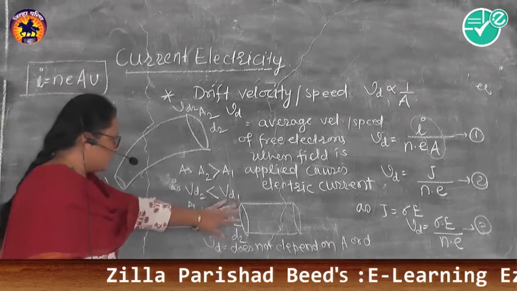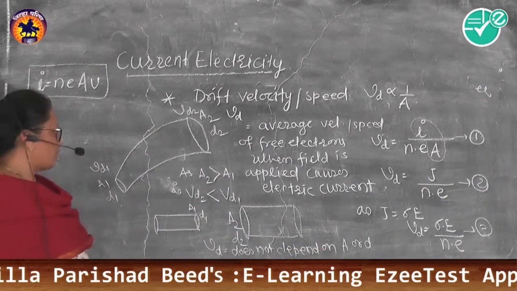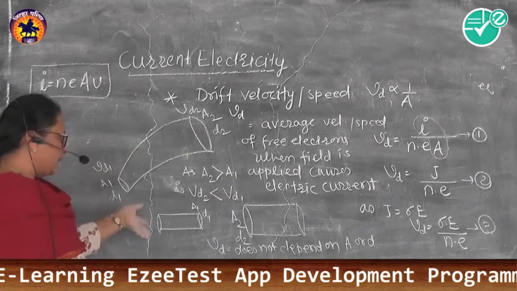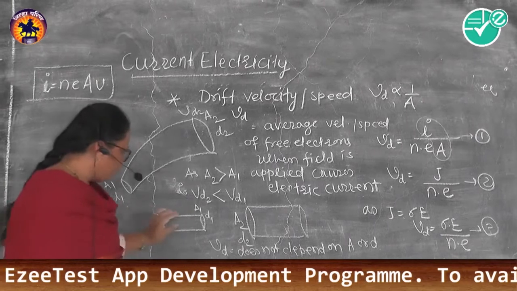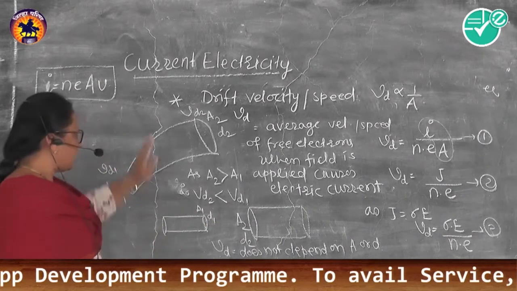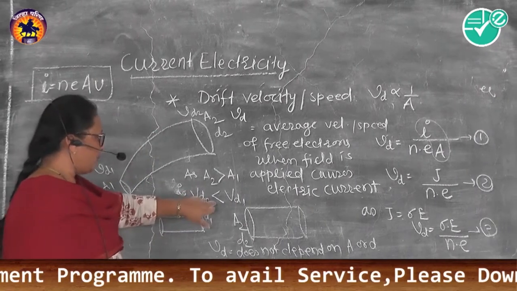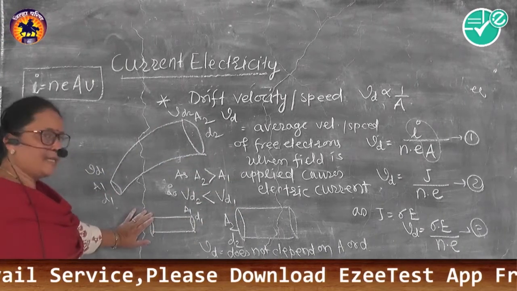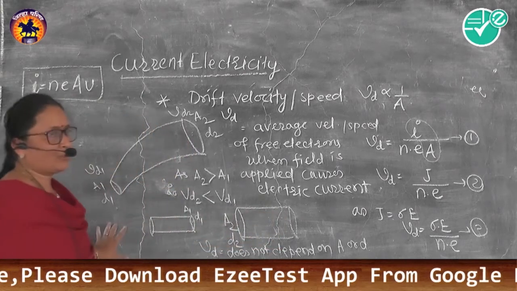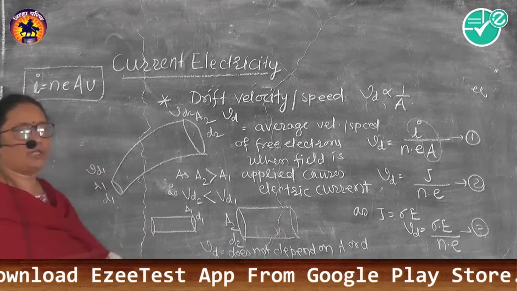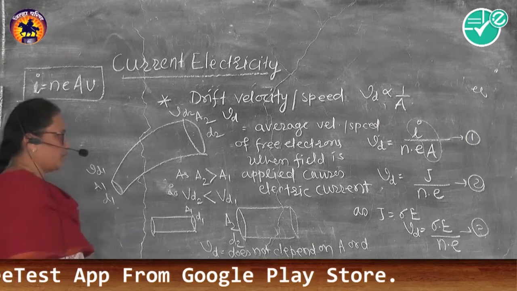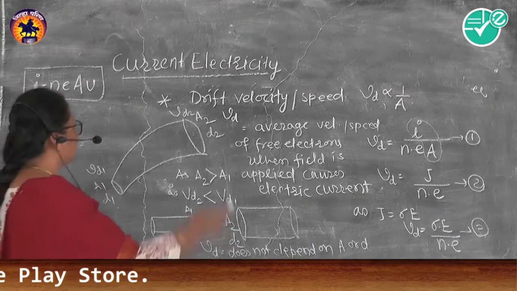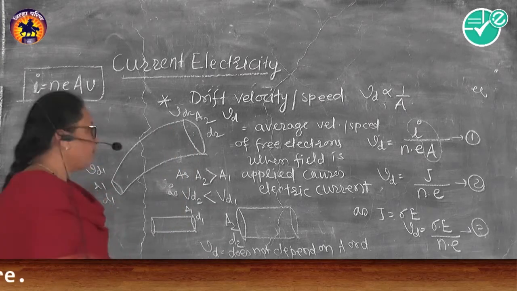You have to take into consideration these two different situations: same conductor but with non-uniform nature, and here the same conductor with a uniform nature. In the first case this drift speed depends on area of cross section inversely, and in the second case even though there is a difference in area of cross section, this drift speed does not depend on area of cross section. So this is drift speed, which is very important to explain electric current.